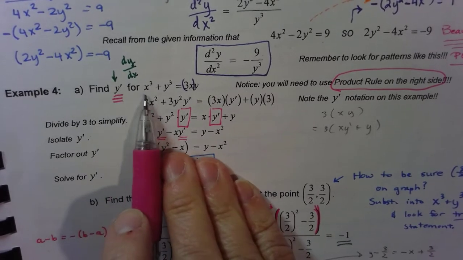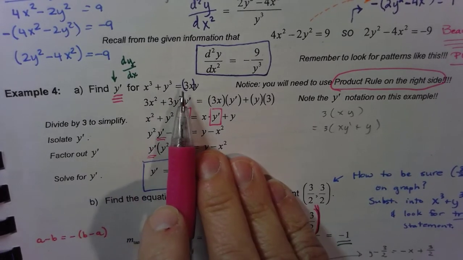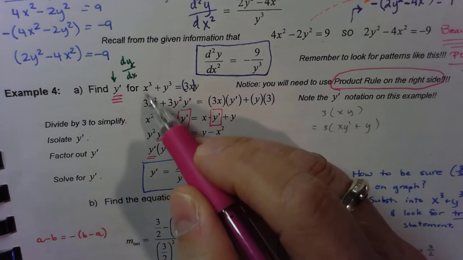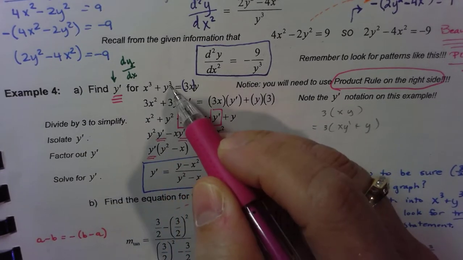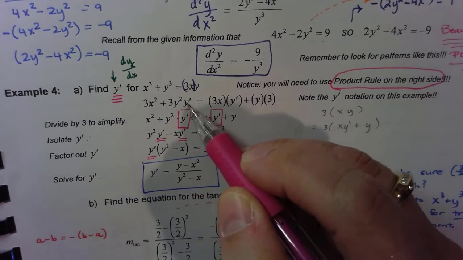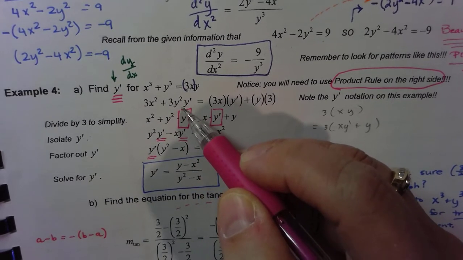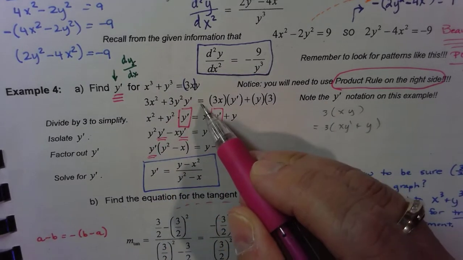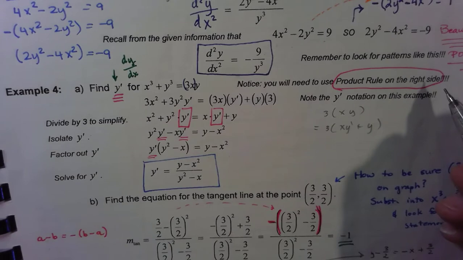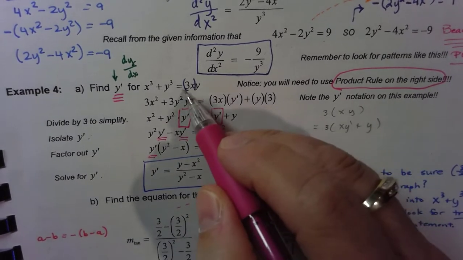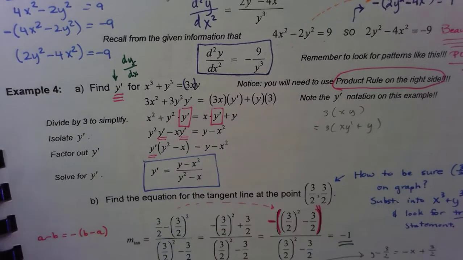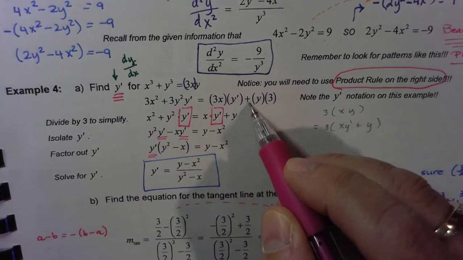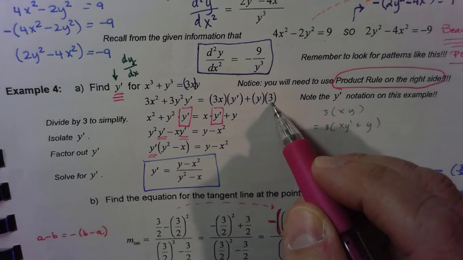Find y prime for x cubed plus y cubed equals 3 times x times y. So this side is easy. This becomes 3x squared plus 3y squared times y prime, or times dy/dx, either way, means the same thing, equals, we have a product rule here. So I took the 3x and counted that as one factor and y as the other. So 3x times the derivative of y plus y times the derivative of 3x.